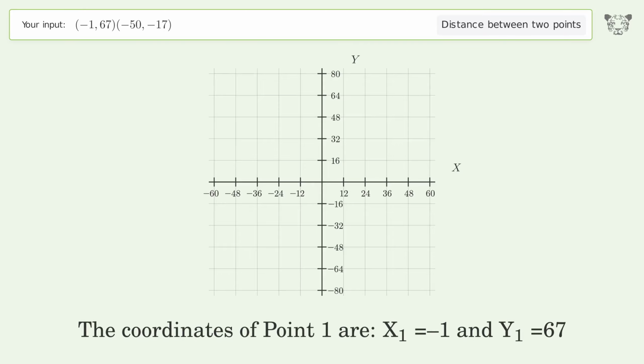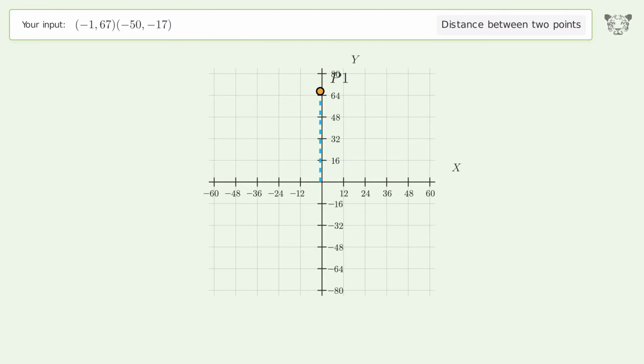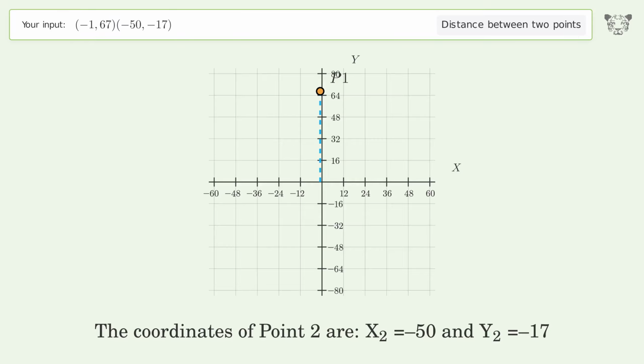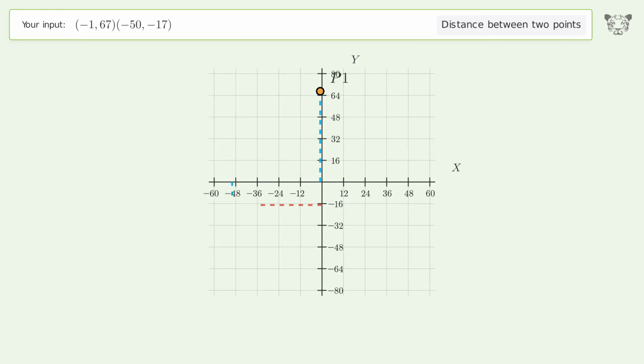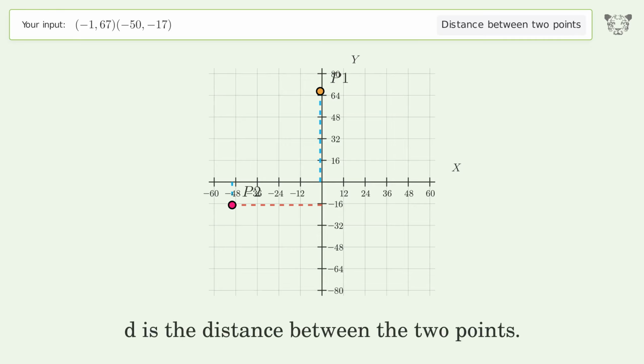The coordinates of point 1 are x1 equals -1 and y1 equals 67. The coordinates of point 2 are x2 equals -50 and y2 equals -17. D is the distance between the 2 points.